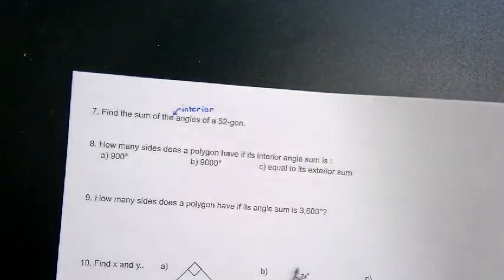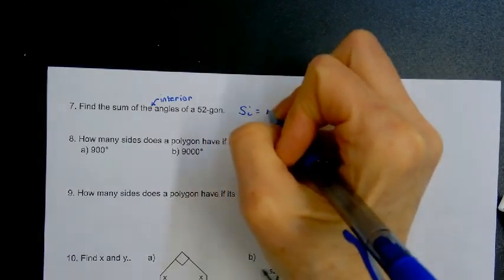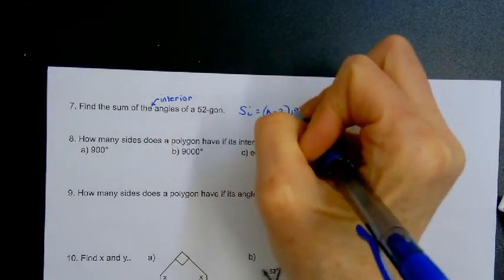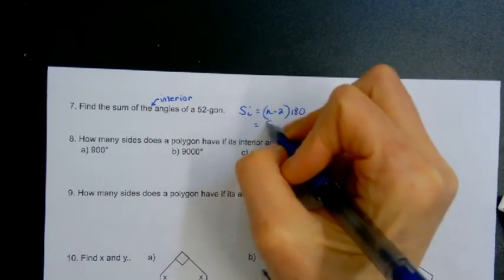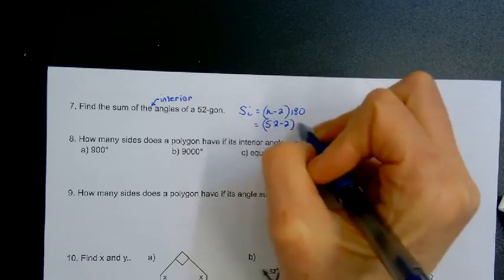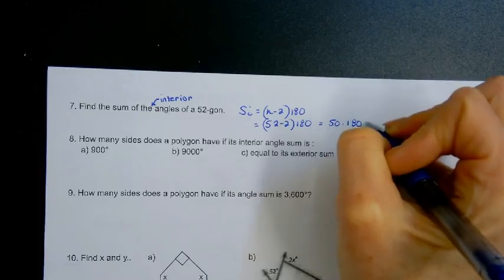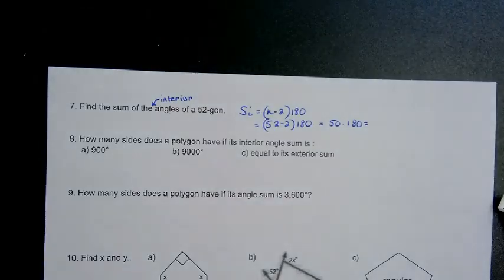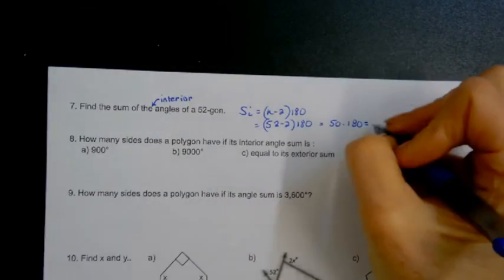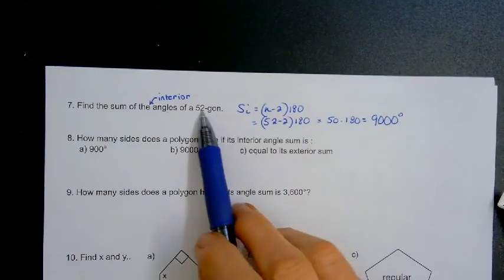Number 7, find the sum of the interior angles of a 52-gon. This is just using S_I equals (n minus 2) times 180. We're finding the interior angle sum. So that means it's (52 minus 2) times 180, and that means it's 50 times 180, which is equal to 9,000. So the interior angle sum of a 52-gon is 9,000.